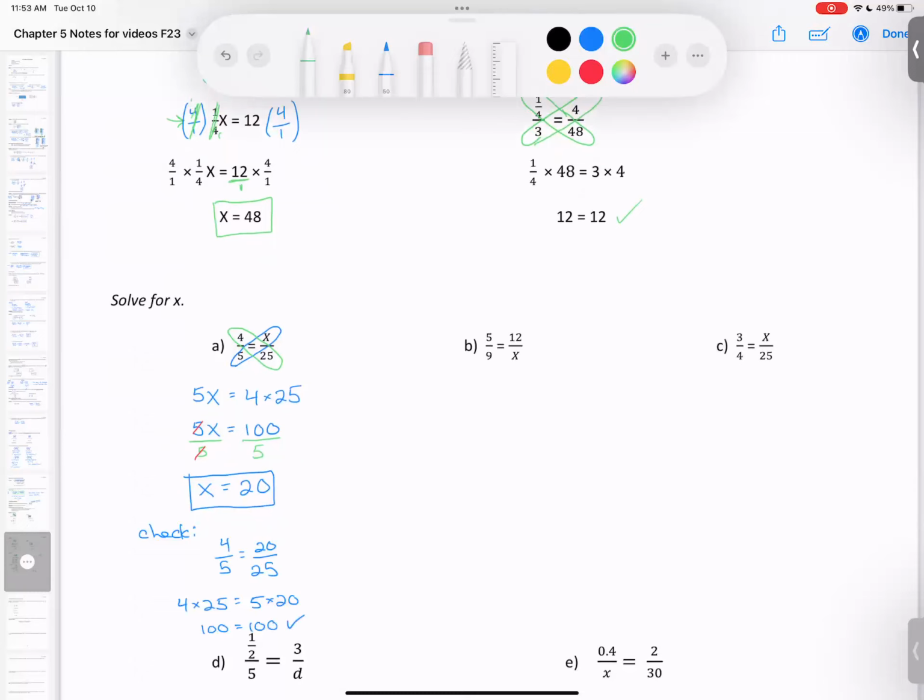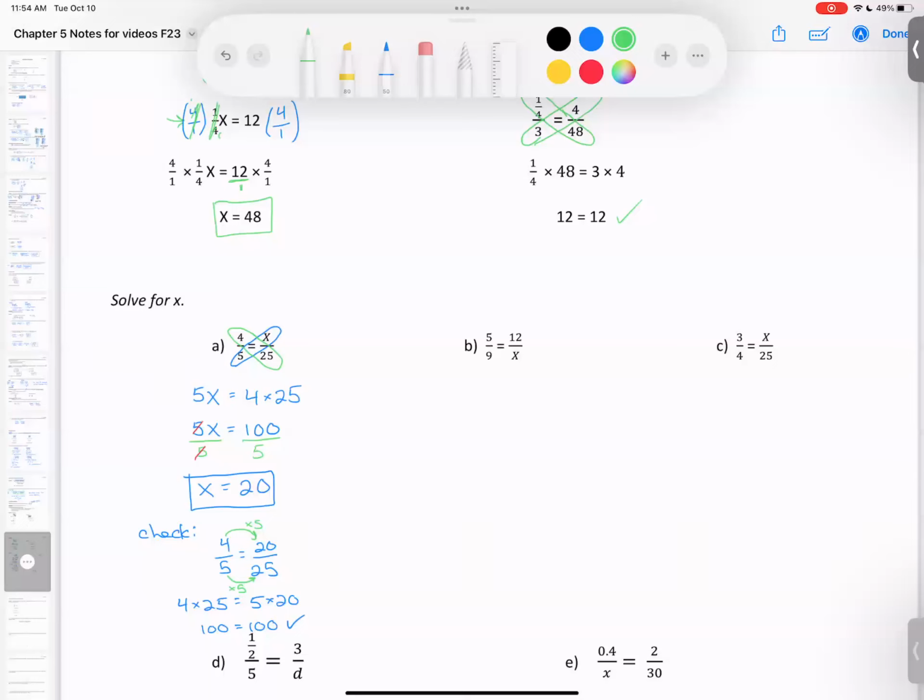Another way you might think to check this one is we could also say these are equivalent fractions, right? So to get from 4 to 20, we had to multiply by 5. To get from 5 to 25, we also multiplied by 5. So we know these are equivalent fractions. All right, so go ahead and try B and C on your own, and then come on back.